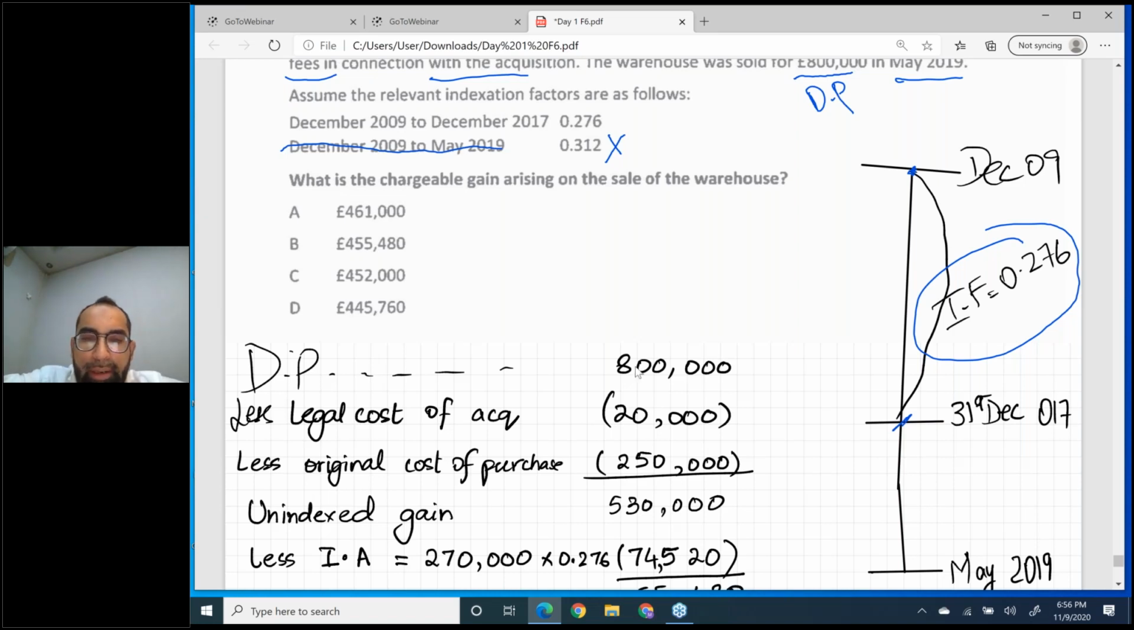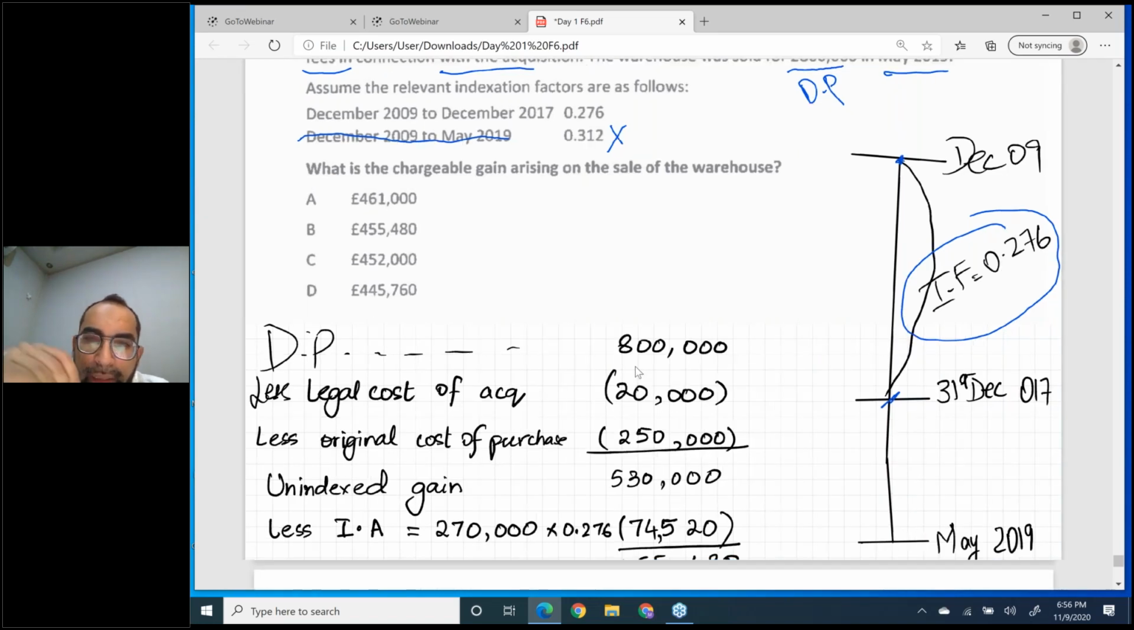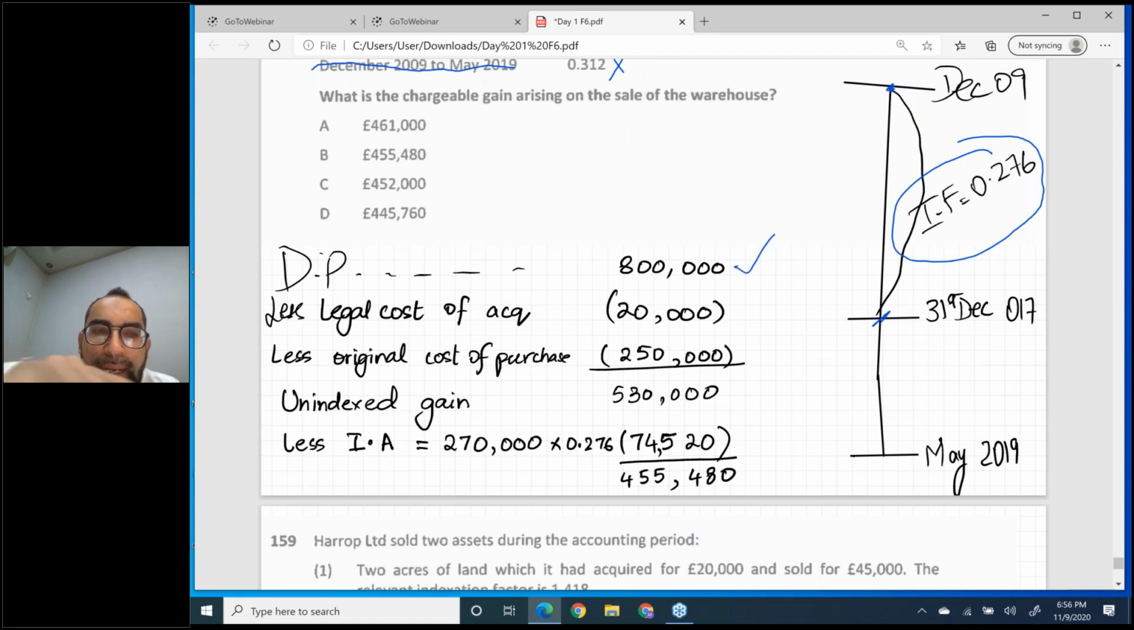Look here. You will first write the DP, then in allowable cost, both costs are allowed: the original cost to purchase, and the legal cost to buy. So you will deduct these two costs. 800,000 less 20,000 less 250,000, your unindexed gain will be 530,000.